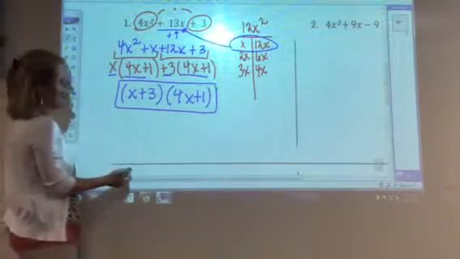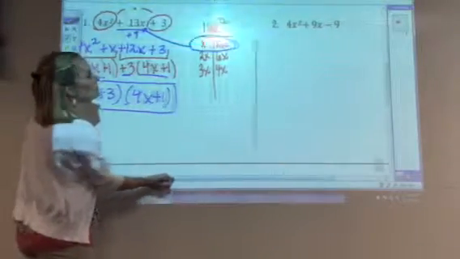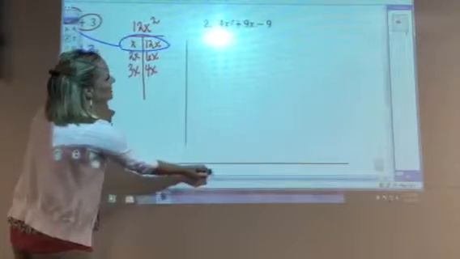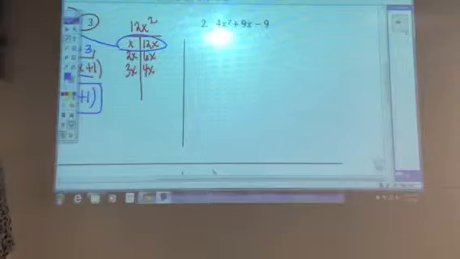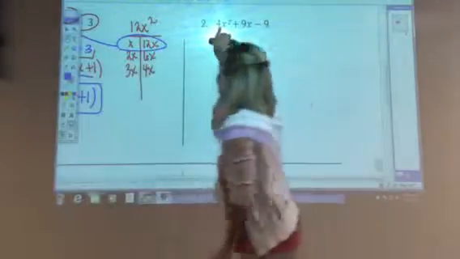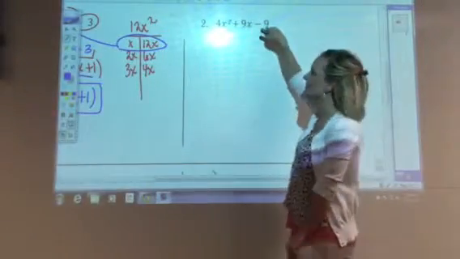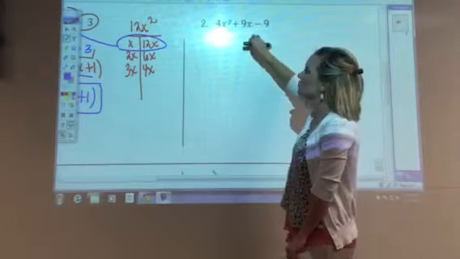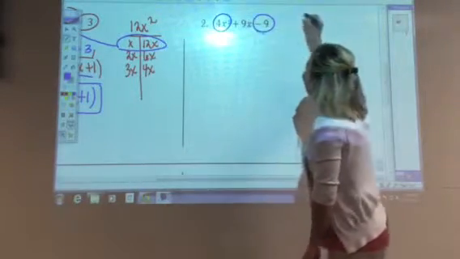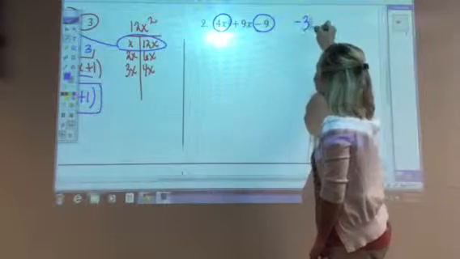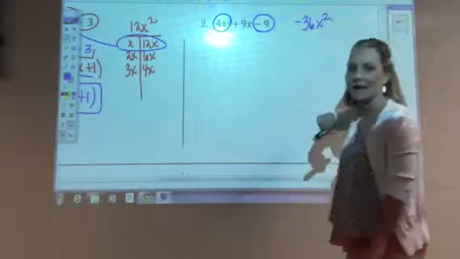Okay? Let's go ahead and move on over to the second one. I've got 4x squared plus 9x minus 9. Check for GCF. There's nothing I can factor out that's not a 1. If it was a 3, I could divide all of them by 3. Since there's no GCF, I'm going to go ahead and multiply my first and last term together, and now I have negative 36x squared, okay?